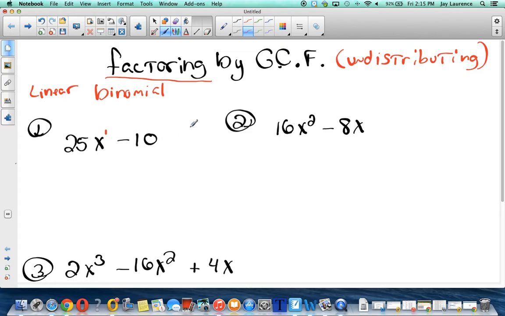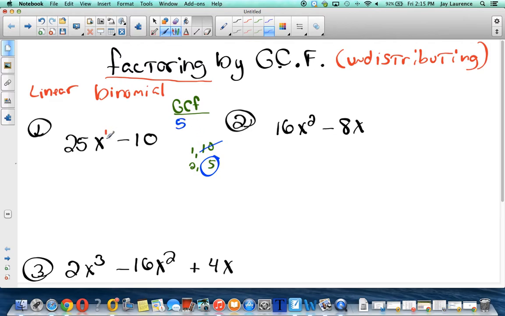Now, to factor by GCF, I've got to find the GCF of my two terms. The GCF of 25x and 10. Well, let me list here. The factors of 10 are 1 and 10, and 2 and 5. Then I'm going to check and see, does 10 go into 25 evenly? Nope. Does 5 go into 25 evenly? It sure does. So 5 is part of the GCF.